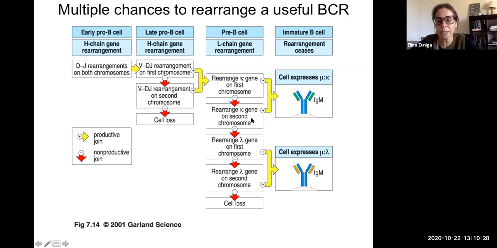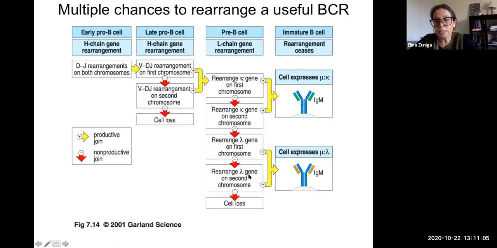Now, if that is not successful, the pre-B cell has further chances because we have two loci of immunoglobulin light chain. And so it can start rearrangement of the lambda gene in the first chromosome. If that's successful, now it inhibits rearrangement of lambda genes in the second chromosome and will proliferate and differentiate into an immature B cell that will express the mu chain associated with the lambda light chain to express a functional BCR.